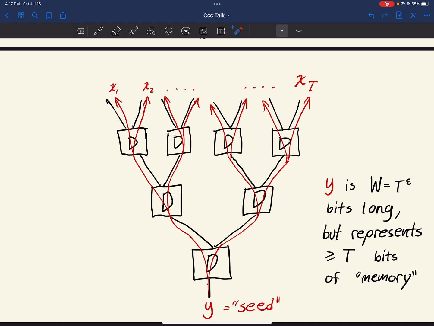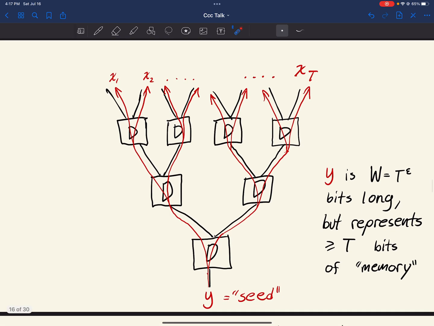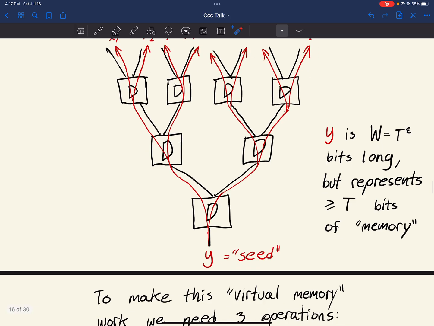And what I'm going to imagine is that this represents a t-bit memory. Really, it's t times w, but we can treat each leaf as if we only care about storing either the all 0 string or the all 1 string. So we have these t memory locations, and y is going to function as a compressed representation of this memory. In particular, y has t to the epsilon bits, but it's representing a memory of length t at the leaves.